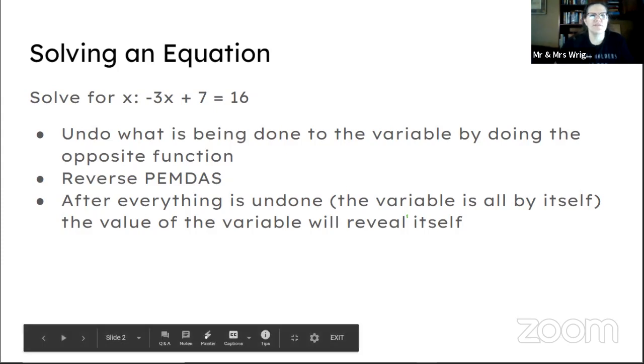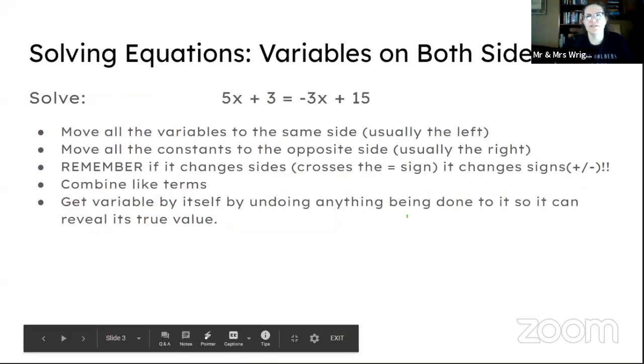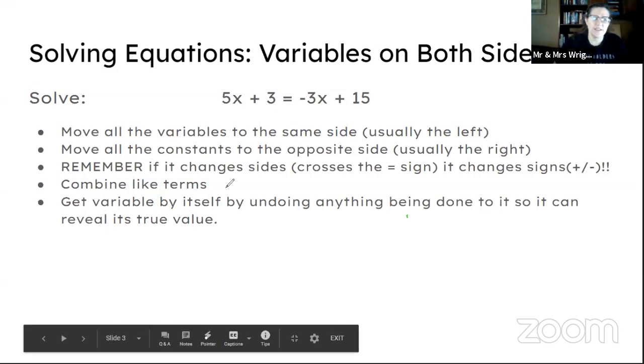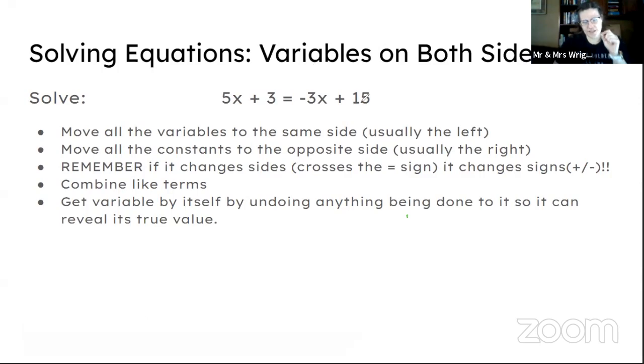What happens if you have variables on both sides of the equation? Here we have the first expression, 5x plus 3, and the second expression, instead of a single number, is something with a variable in it as well, negative 3x plus 5. What do we do? Well, this is very similar to the last one, but just a tinge different. We want to start by getting all of our terms with variables to the left side, and all of our terms without variables to the right side. So that's the first step in this.